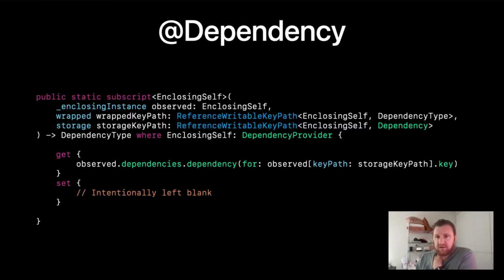So you can see on this declaration that the subscript only applies where the enclosing self is a dependency provider. So we know that the instance that's passed in, the observed instance or the tester instance for our example, is a dependency provider. So we know we can grab the dependencies of the property and then ask it to look up the key from the property wrapper itself.